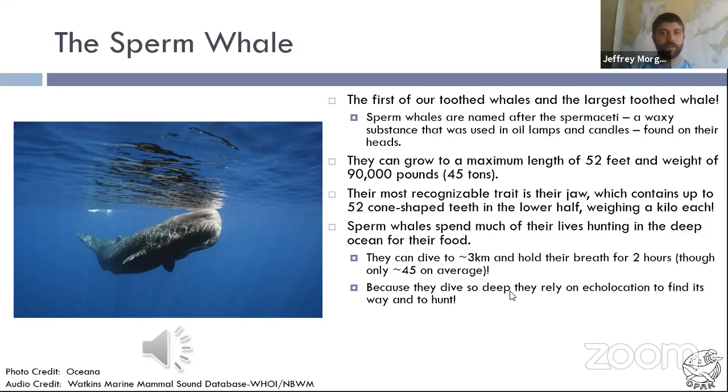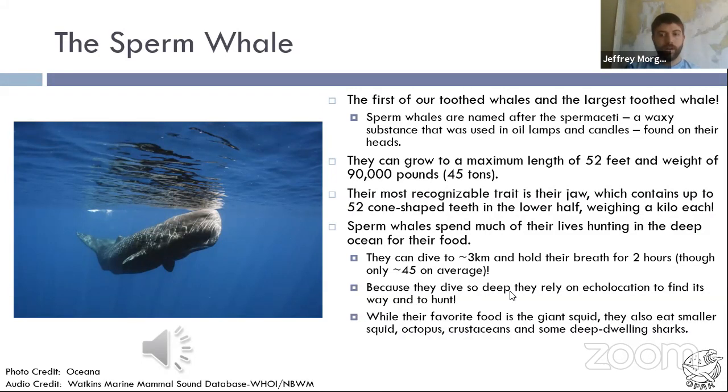If you've joined us in the past, you remember that once we go below 1,000 meters below the surface of the ocean, we do not have light anymore. So for the sperm whale to be able to find its food, which includes giant squid and other smaller squids and octopus, they need to echolocate.